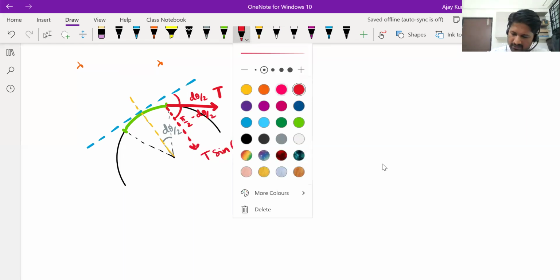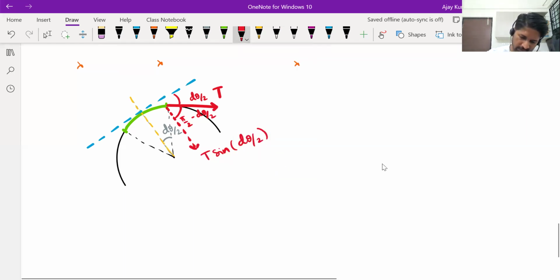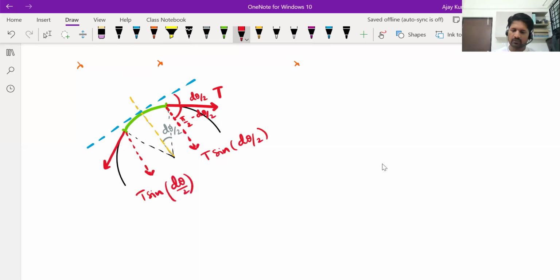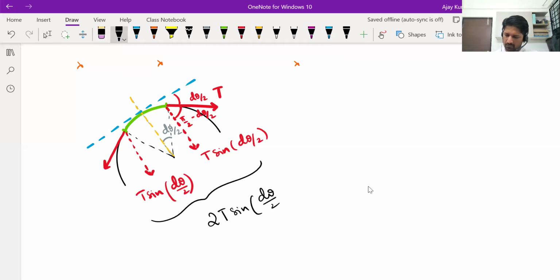And there's one more tension on this side of the element as well. It will also have an inward component, the same T sine d theta by 2. So now if you combine these two components of tension, effectively the tension pulling the element inwards is 2T sine of d theta by 2. Okay, that is pulling the element inwards.